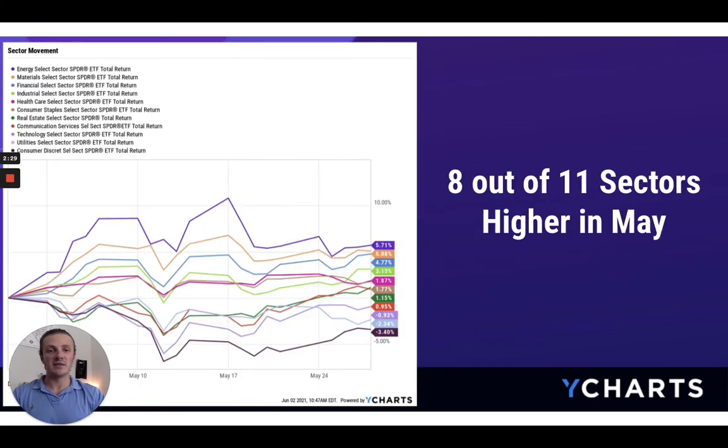8 out of the 11 sectors were higher in May. The leader was energy with a 5.7% increase, followed by materials rising 5.1%, and financials in a close third at 4.8%. The three laggards were technology, down nearly 1%, as well as utilities, down 2.3%, and finally the caboose, consumer discretionary, down 3.4%.